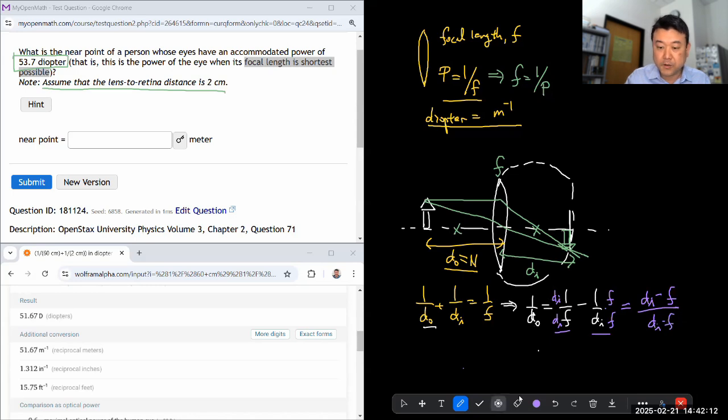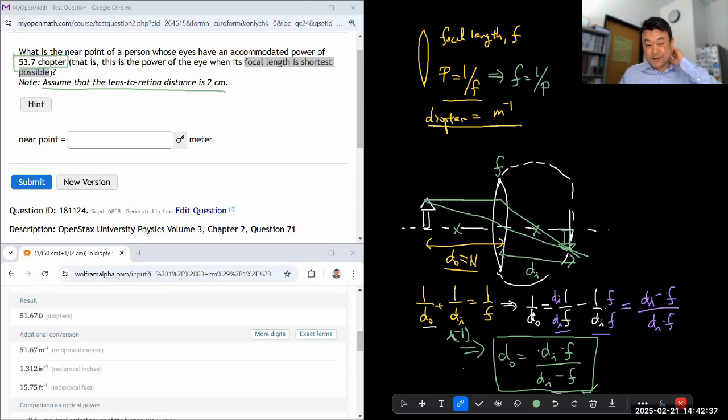So that's 1 over DO. Taking the reciprocal of that, raised to the power of minus 1, you get DO is equal to DI times F on top, divided by DI minus F on the bottom. I think I remembered it correctly before, but double checking doesn't hurt, and algebra practice, if you need it, also doesn't hurt. So the near point will be DO here.